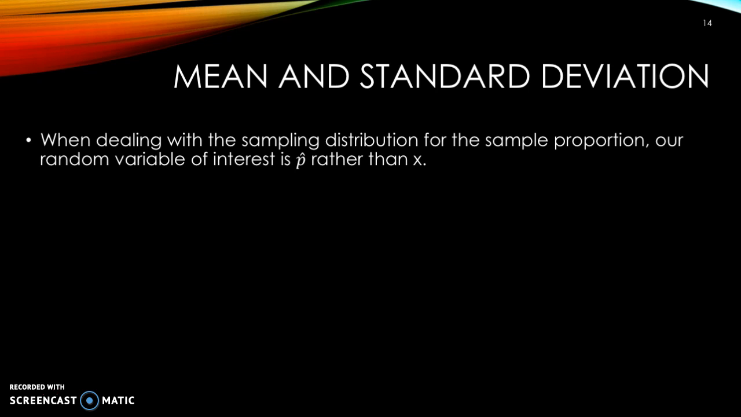So this time, instead of x being our random variable, we are interested in that sample proportion, or p-hat. So we would find probabilities related to p-hat instead of x. We need to find the mean for p-hat and the standard deviation for p-hat, so we'll be able to change p-hat values into z values for the standard normal distribution so we can find probabilities.